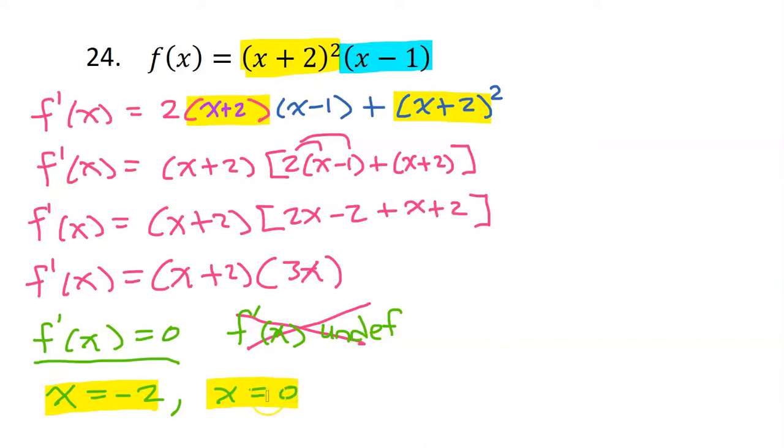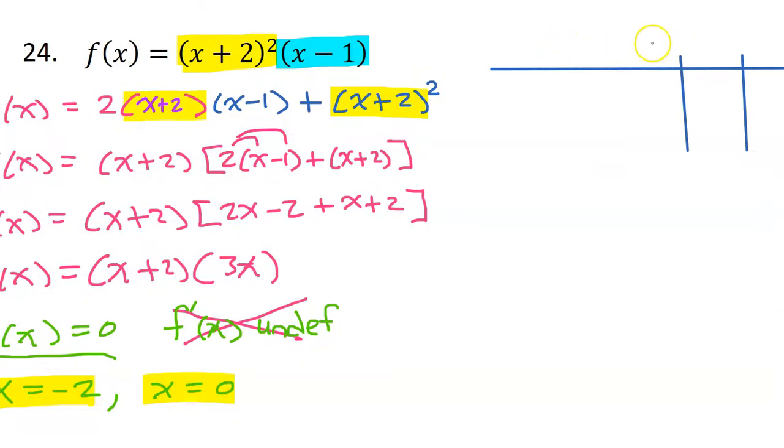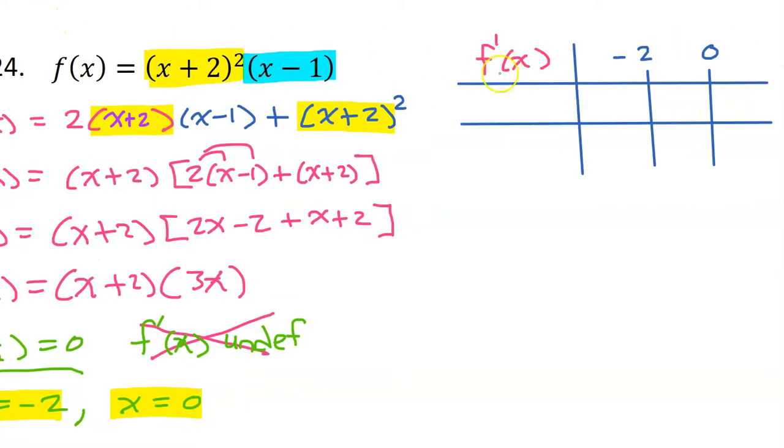We're going to put these on a number line and make a sign chart. So here are the critical numbers on the number line. We have two factors to consider, so we will need two rows on the sign chart. Make sure you label the sign chart as f prime. So we will need a row for x plus 2 and a row for the 3x. Now let's consider whether these factors will be positive or negative in each interval.